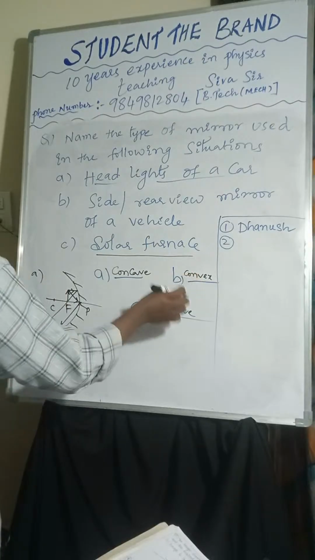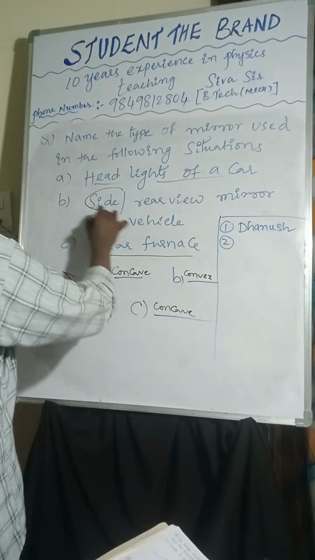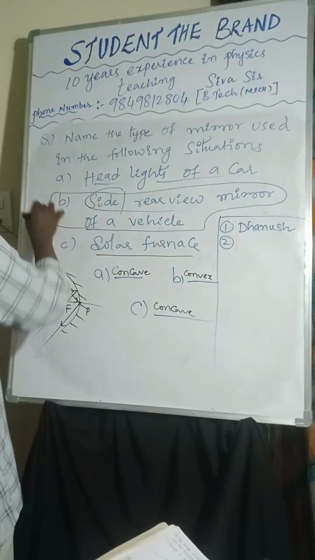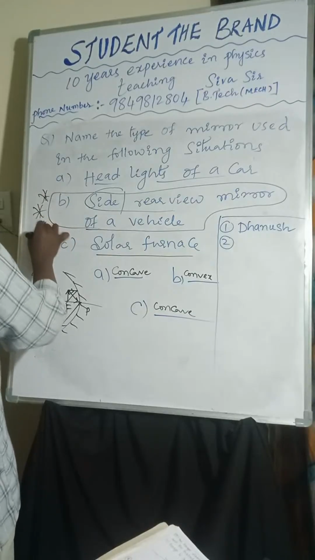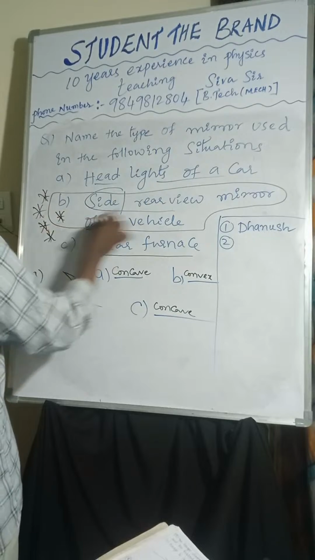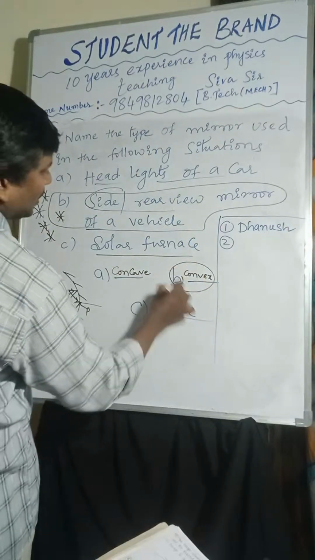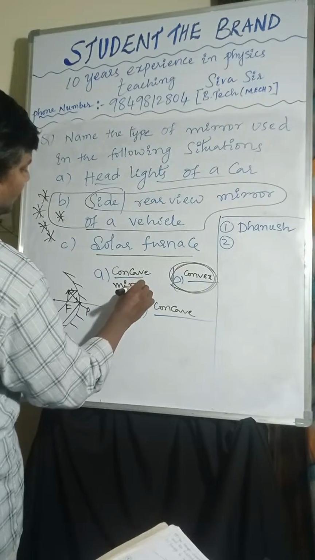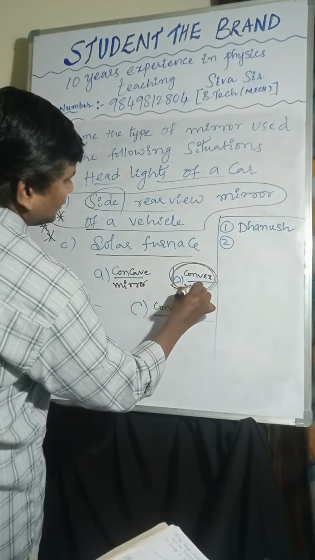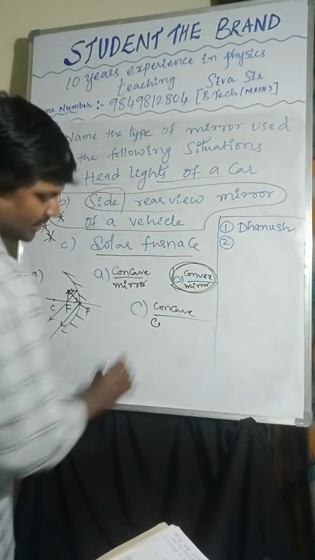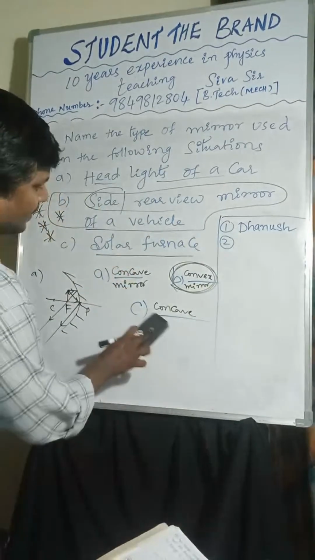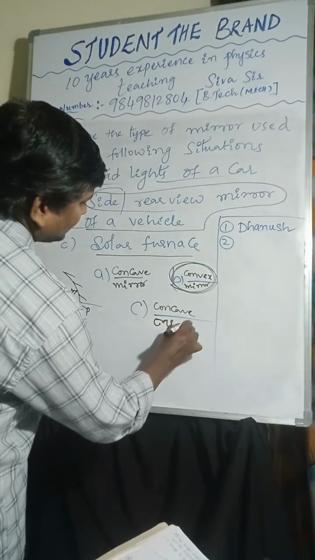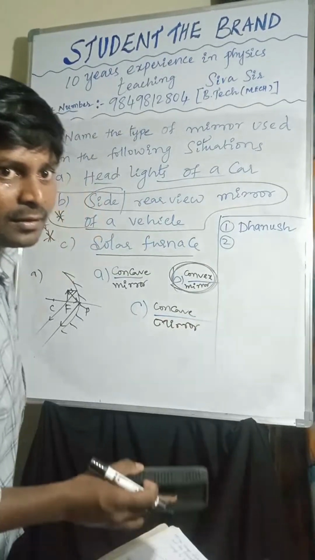Next one is the convex mirror, the side view mirror. I explained this just now and gave the answer also. I gave the reason why we use a convex mirror as a rear view mirror. Here convex, here also convex, and concave mirror for headlights. Clear? Anybody have doubts?